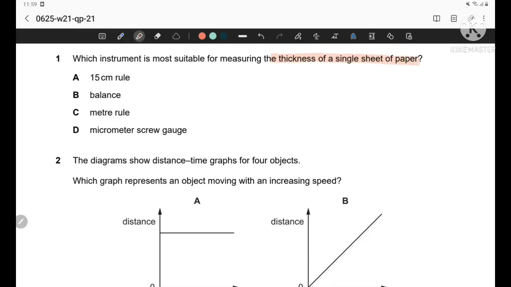So the screw gauge is an instrument used for measuring exactly the diameter of a thin wire or the width of a sheet of paper. Therefore, the correct answer is option D, micrometer screw gauge. Option D is correct.